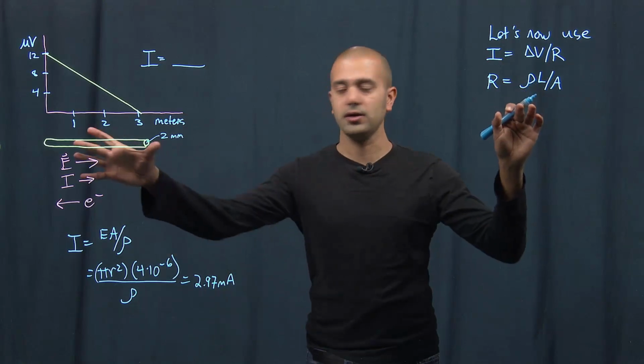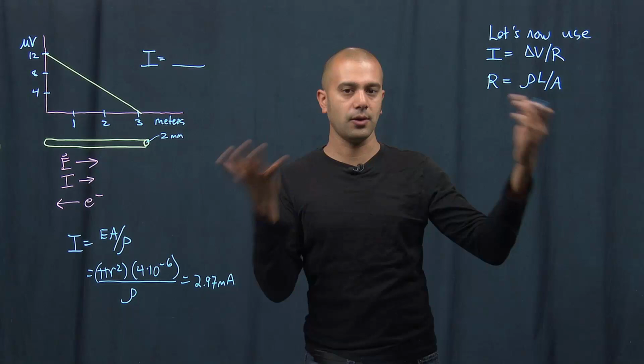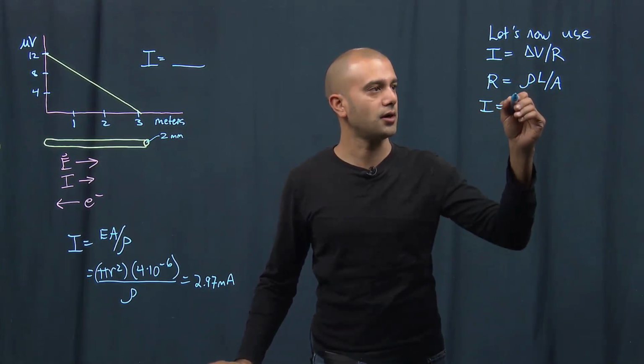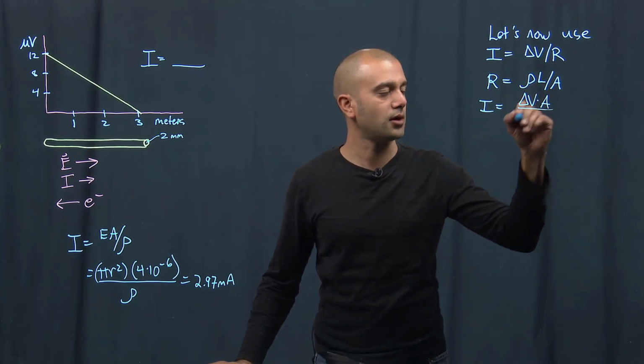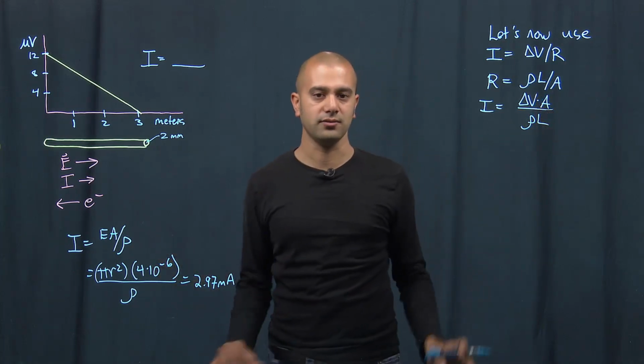But you know how long the wire is, and you know what the change in the voltage is over the wire. And we know the cross-sectional area. So again, we can just plug in the values we have here. And what you'll find is that the current equals delta V, and if I just invert this, times A divided by rho L. And you'll see that this is basically the same thing as over here, plugging in the values.